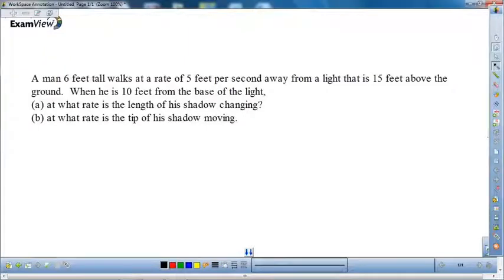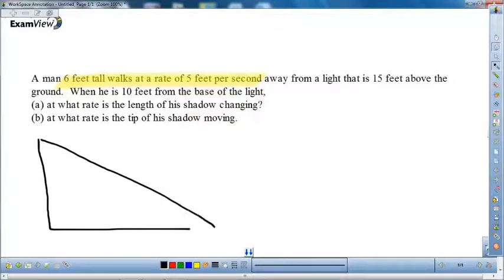So a man who's 6 feet tall walks away at a rate of 6 feet per second away from a light. So we have a light that's shining, and here's this guy who's 6 feet tall, and the light is 15 feet tall. So we want to find the rate at which the length of the shadow is changing.